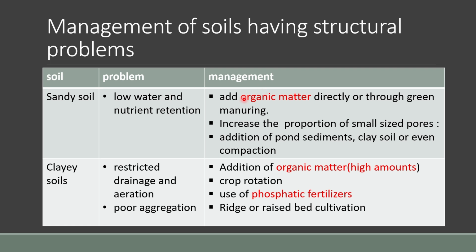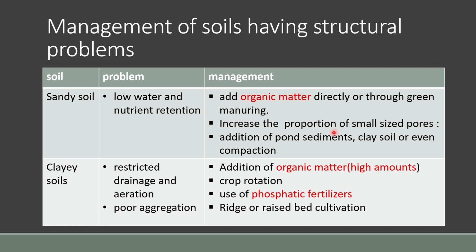We can just improve the water and nutrient retention in sandy soil. What can we do? First, we add organic matter directly or through green manuring. Directly means we add organic material like farmyard manure, so we can increase the organic matter content. The next is green manuring, which we can use for improving the organic matter.